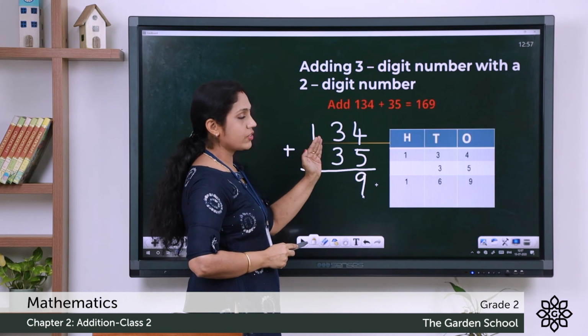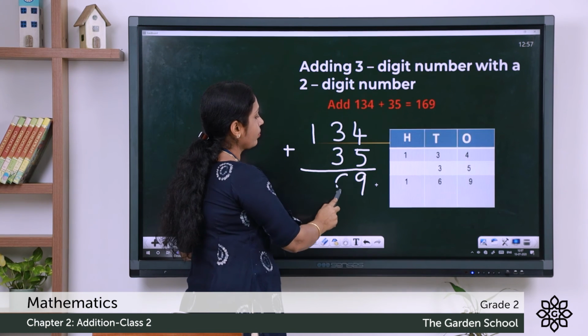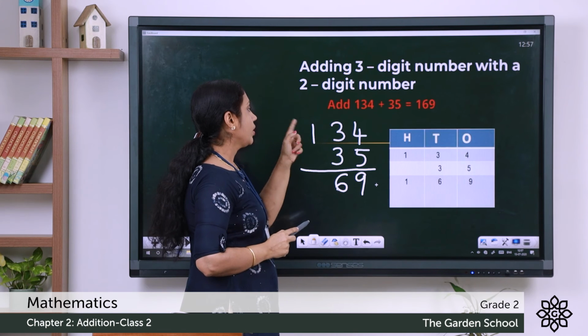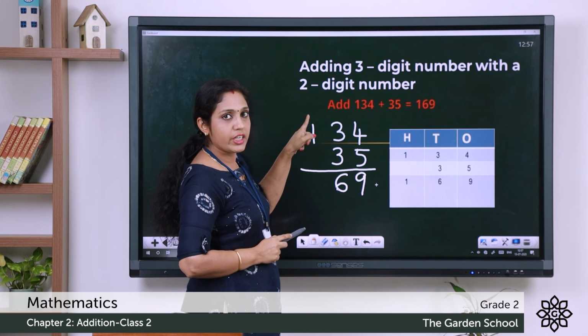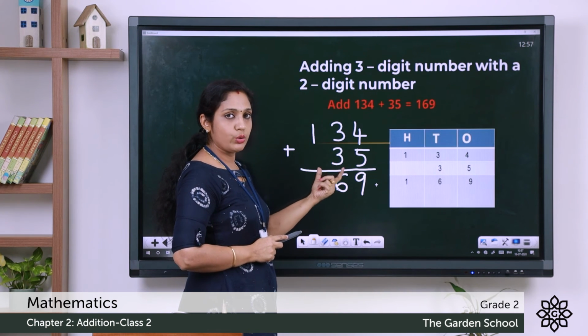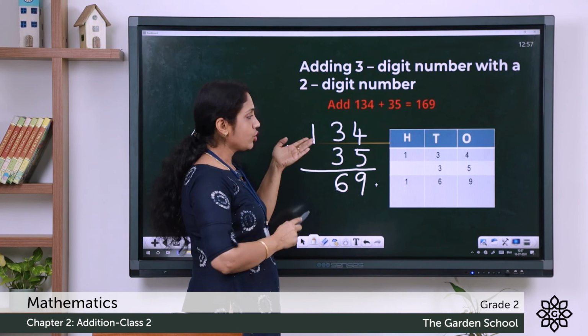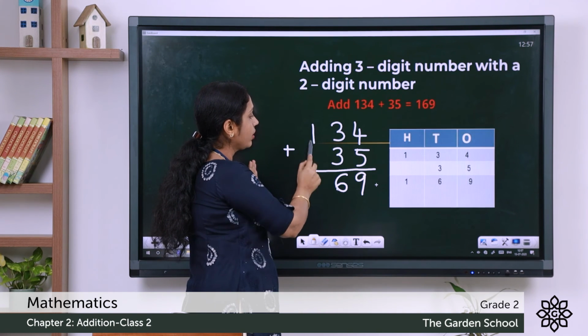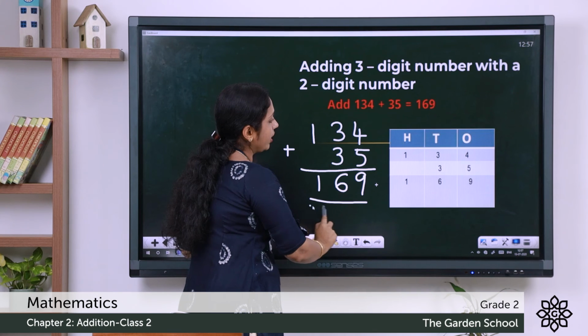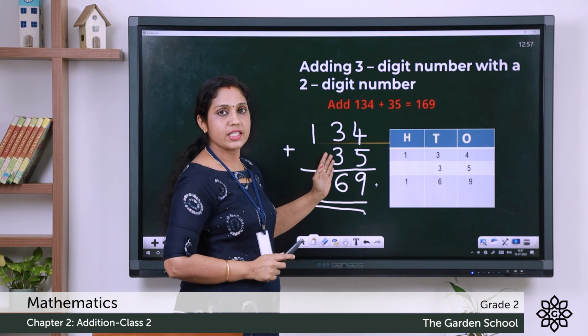Here 3 plus 3 is 6 and here in the first number we have a 3-digit, in the second number we have a 2-digit. So, there is no number in the hundreds place. So, just write 1 under. So, we get the answer 169.